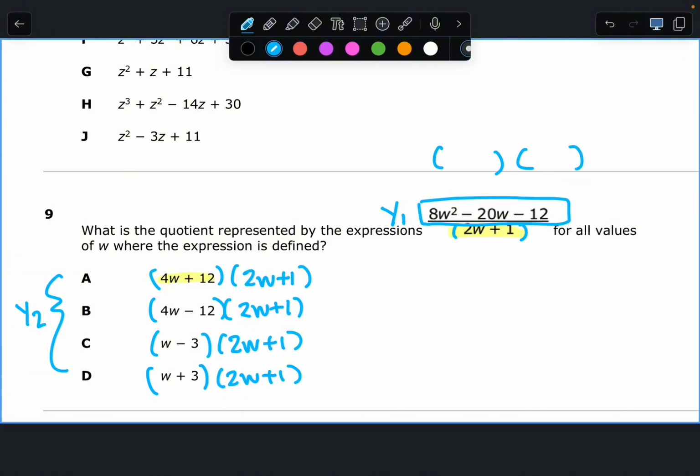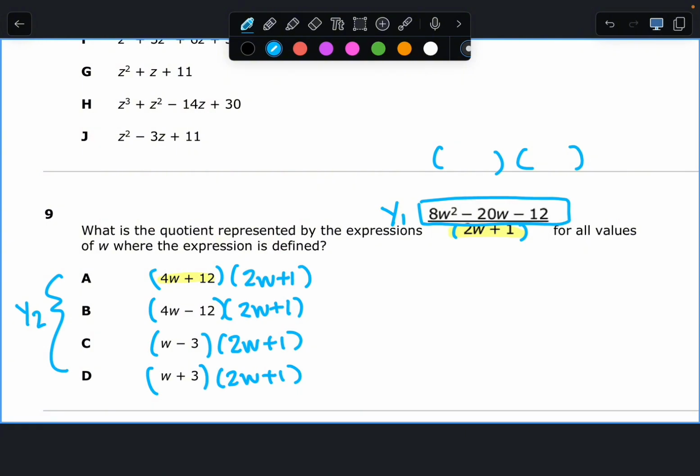I'm not gonna lie, I typed all those in and I got none of them. You must have done something wrong. Has anybody figured it out? It's B. It's B. Okay, so it's B: 4x minus 12 times 2x plus 1.